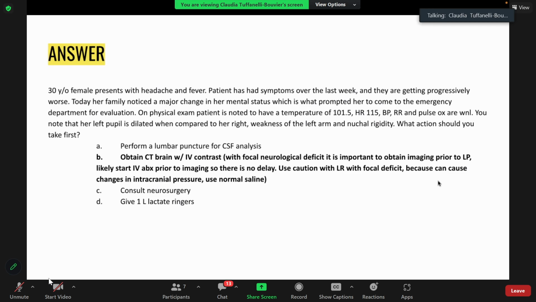It's not totally wrong because the pupil is dilated. She has the weakness of the left arm, but your neurosurgeon is just going to ask you to get imaging. So in this case, you're going to get the imaging first before you consult neurosurgery usually. If there's a delay, if for some reason there is a delay in getting a CAT scan, I don't think it's wrong to consult neurosurgery and just have somebody on board and just see, but you want to make sure you have the imaging.